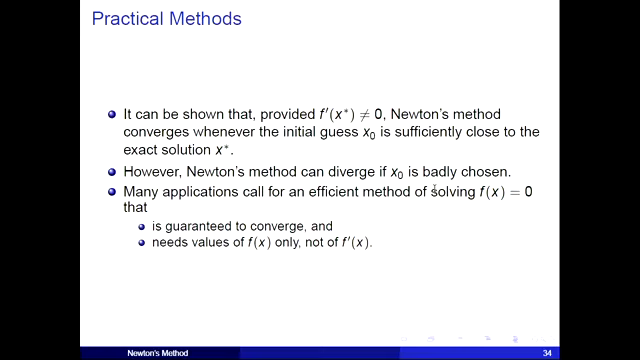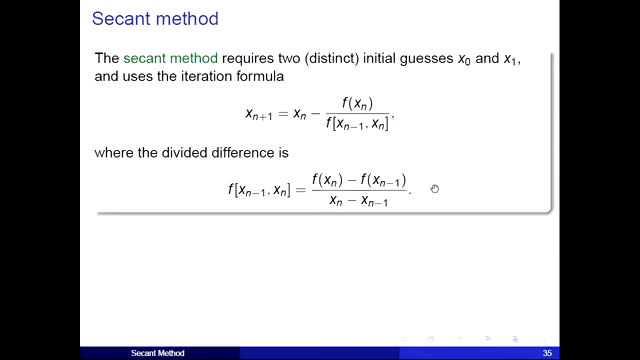Fixed point iteration, you don't need the derivative, right? You just plug it in. Bisection method, you don't need the derivative either. But only Newton method, you get fast convergence, but the price is you have to supply the derivative. So what happens if you don't have the derivative? People have invented the secant method. The secant method is you approximate the derivative by the divided difference.